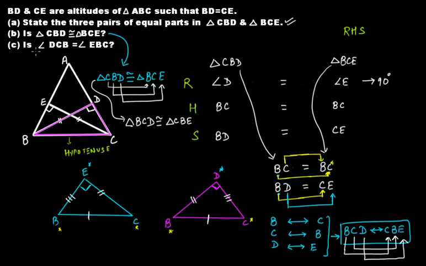Now, there's another part. Is angle DCB equal to angle EBC? Yes, of course. Why? Because this B and this C will fall over each other. These are two corresponding vertices that we have established here. If these two are corresponding vertices in two congruent triangles, it means that yes, these two angles will be equal. Angle B will be equal to angle C, right? Because they are corresponding vertices.